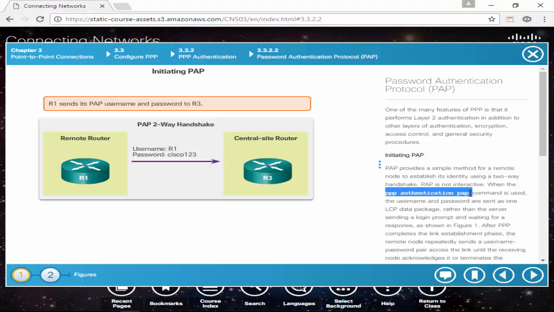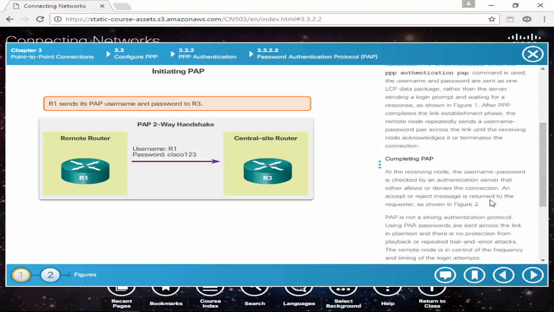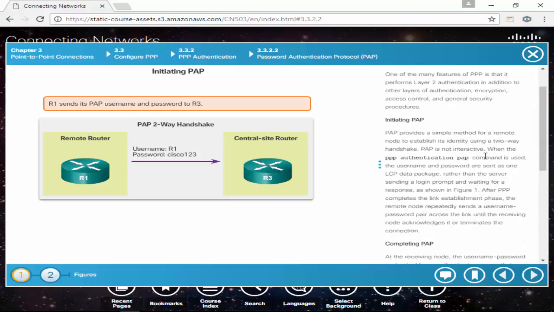So globally, we say PPP authentication PAP. I believe it's globally. Let me make sure.